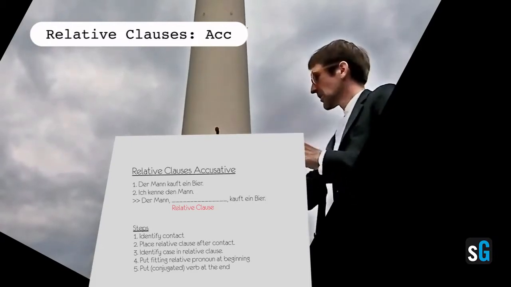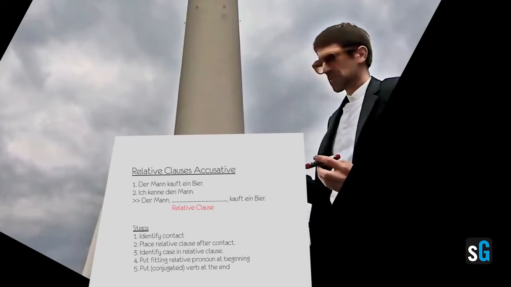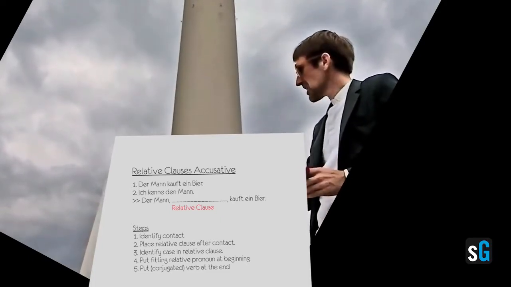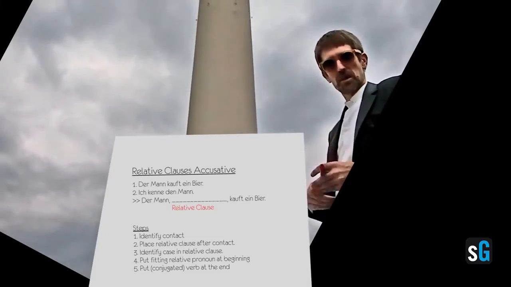Now let's take a closer look at the relative clauses with the accusative. Again, I have two sentences that I want to combine. Der Mann kauft ein Bier, the man buys a beer. Ich kenne den Mann, I know the man.